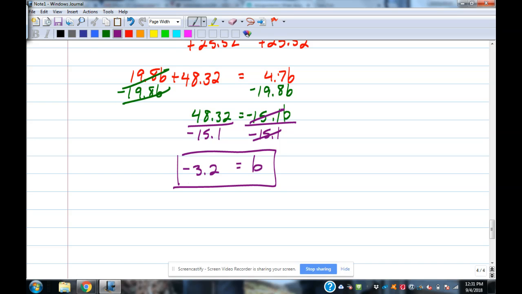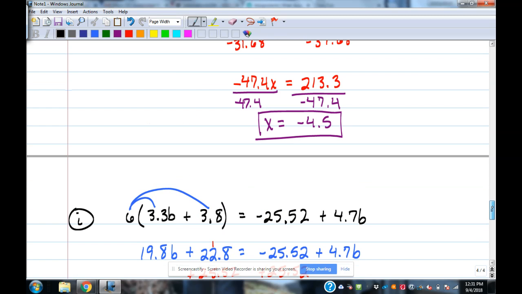Okay. Not bad at all. Not bad at all. All right. Let's skip on down to the fraction problems. Let's get a couple with fractions in it, and then we'll call it a day.